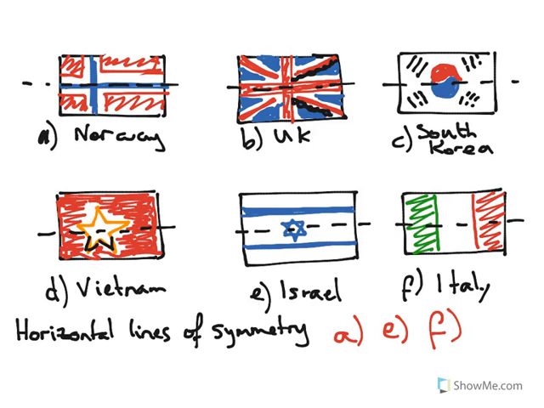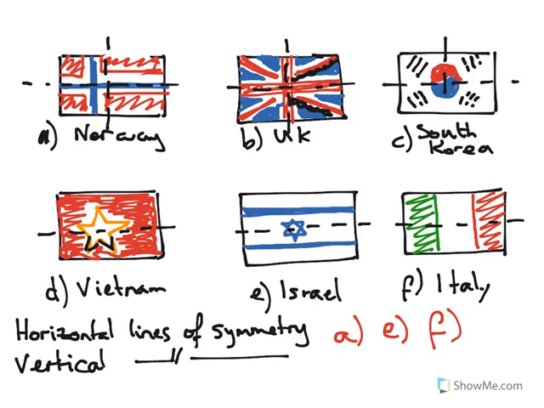What about a vertical line of symmetry then? Are there any flags that give us vertical lines of symmetry? Well, Norway doesn't anymore, because if we make a line of symmetry in the middle here, then it's not a perfect reflection on both sides. They're not identical on both sides of the line. UK still doesn't, because of this different distance around the diagonal red lines.